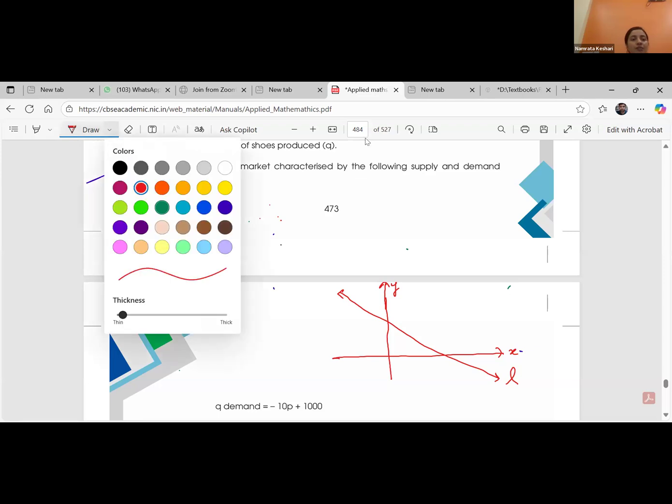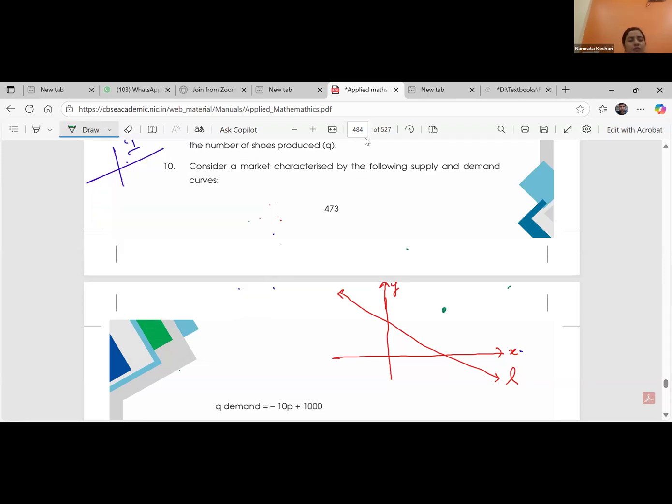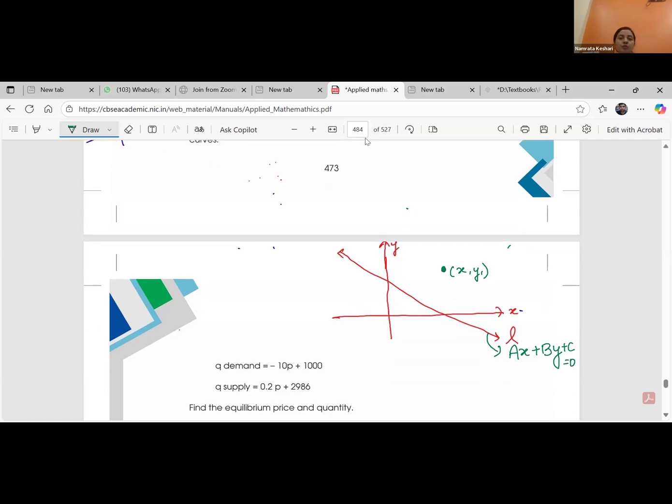Now if you are having a random point anywhere, just a point anywhere, like this. And if you know the equation of this line is AX plus BY plus C is equals to 0. So a line you are having, the equation of the line is in a standard form, that is AX plus BY plus C is equals to 0. And you are having a random point over here.